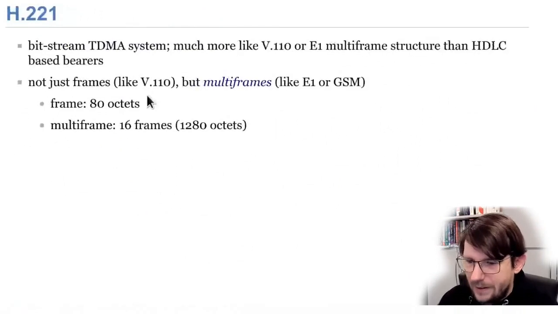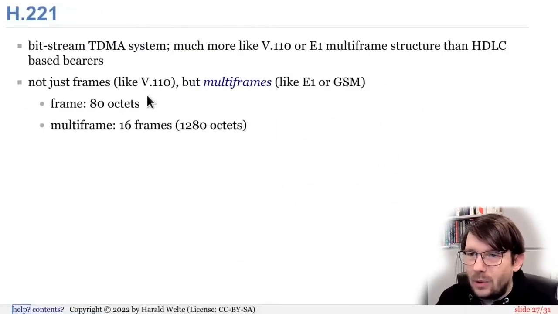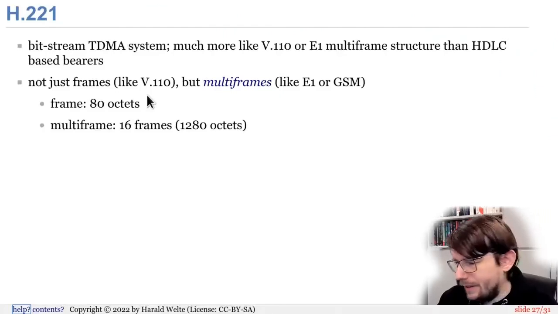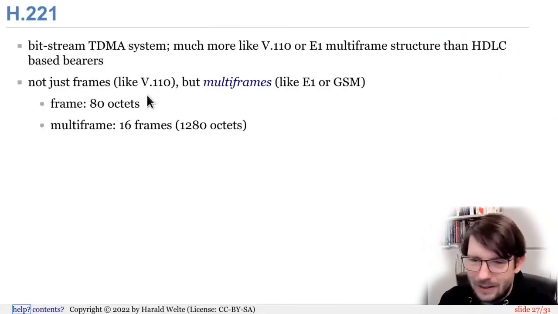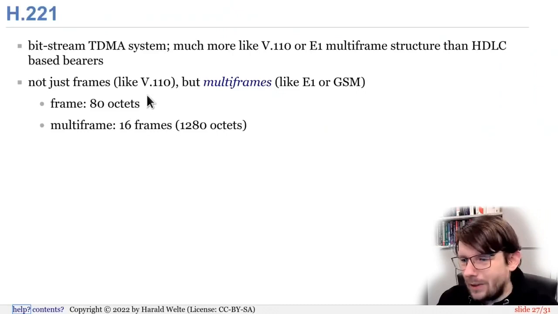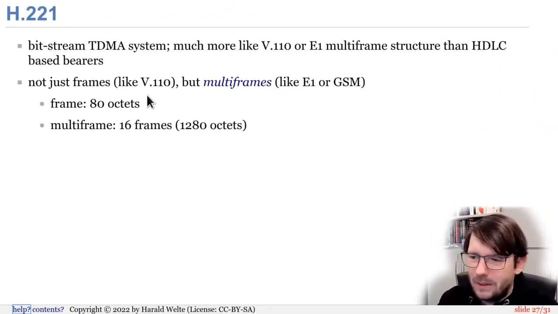Which is the multiplex system that is used as the lowest layer in the video call system used on ISDN. So I think it is H.320. I'm not entirely sure about that, like the overall system description, how video calls work over ISDN. And the lowest protocol layer part of that inside the B channel is called H.221. It's a bitstream TDMA system, so it's much more like V.110 or like an E1 multi-frame structure. You will see a lot of analogies there if you're familiar with either of those. And it is not something like an HDLC-based bearer like X.75 or V.120.